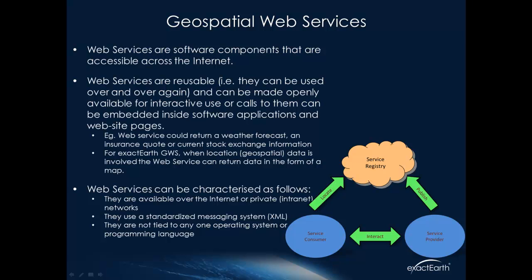So web services, really, the main characteristics that are important for us is they're available over the internet. They use a standardized message system, which is important, which means it gives us the interoperability between all different systems. And they're not tied to any one operating system or programming language. They're entirely independent of that, which obviously means people are free to build applications and systems in their language or operating system of choice and still interact with these web services. The diagram on the right gives you some sort of conceptual idea.